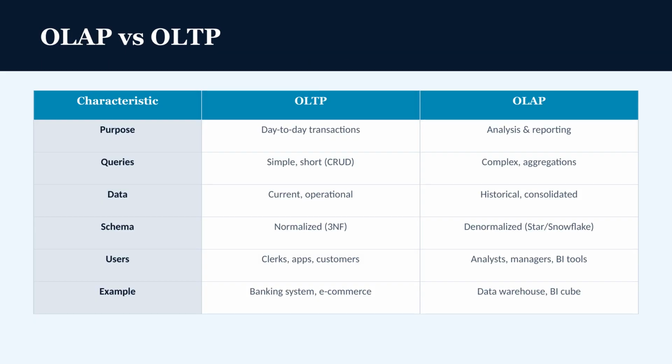2 types of database systems. OLTP handles day-to-day transactions. Fast inserts, updates, deletes. Normalized for write performance. Your app's database. OLAP handles analytical queries. Complex aggregations across millions of rows. Denormalized for read performance. Your warehouse. They serve different purposes. Never try to use one for the other.